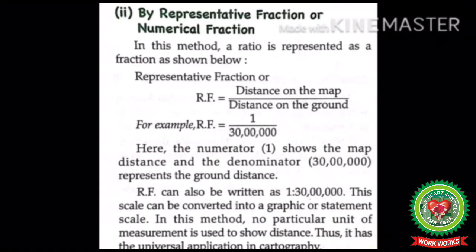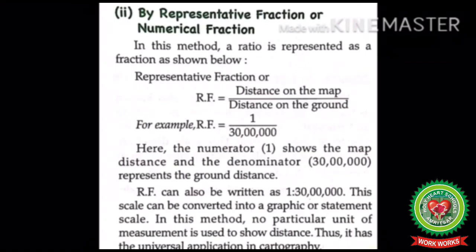Number 2, by representative fraction or numerical fraction. Whenever we hear the word fraction, two things come to our mind: numerator and denominator. Here the numerator represents the distance on the map and the denominator represents the distance on the ground. In this method, a ratio is represented as a fraction as shown below. Representative fraction, that is RF, is equal to the distance on the map to the distance on the ground.